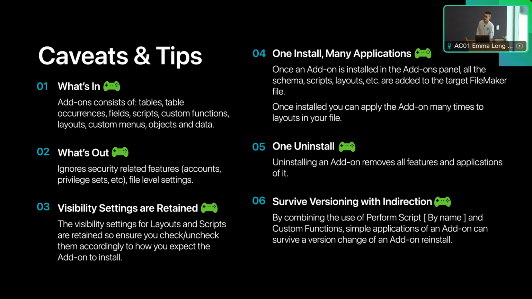So one way to avoid having to do all that rework in its current iteration is to use a combination of perform script by name if you're running a particular script, or in this case, going to a layout. You could go to the layout by name and use a custom function to specify what that name is. That will allow you to survive the new version as long as the developer of that add-on hasn't changed the names of those things. So it's not a proper solution to the lack of an upgrade.